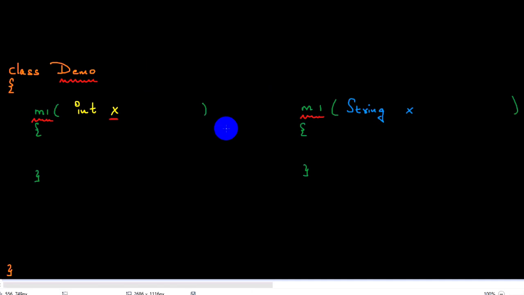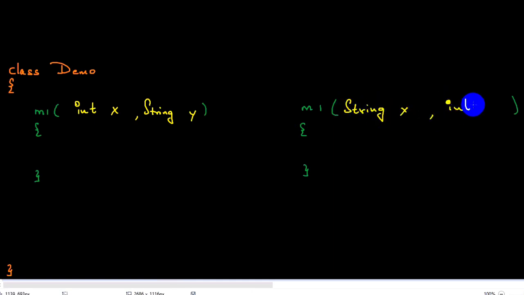What is the third rule, sir? Okay, I'll tell you in a beautiful manner here. Okay, int x, comma, string y. And here I'll write it as string x, comma, int y. Now, is this absolutely valid? Yes, sir. In a class having multiple methods with the same name, but difference in arguments.